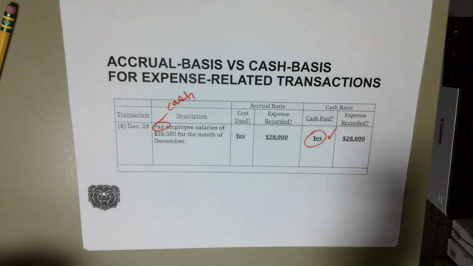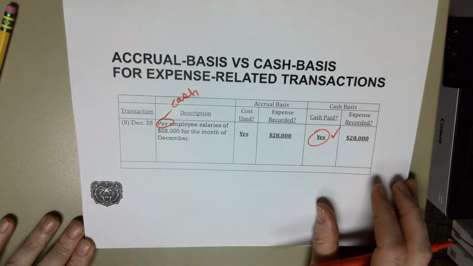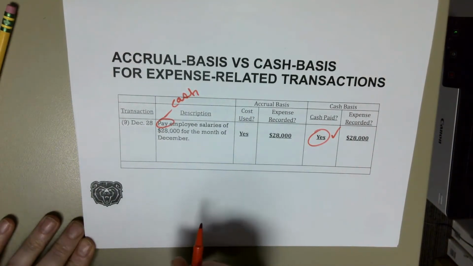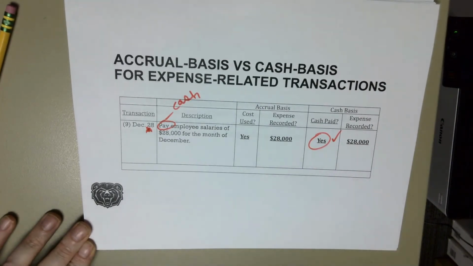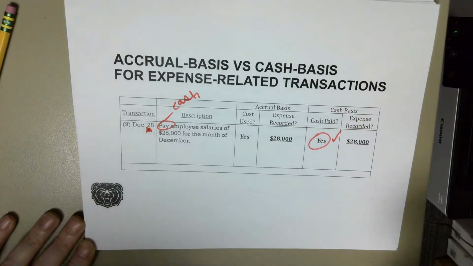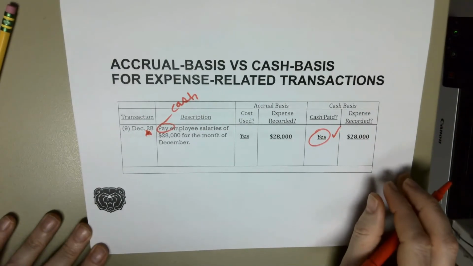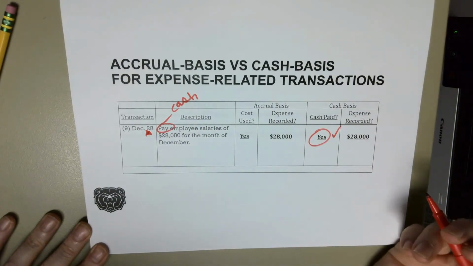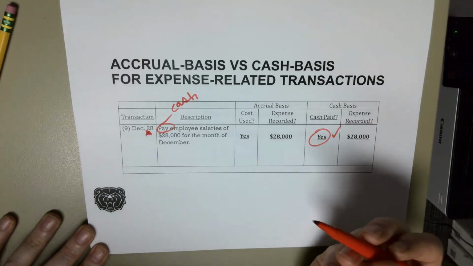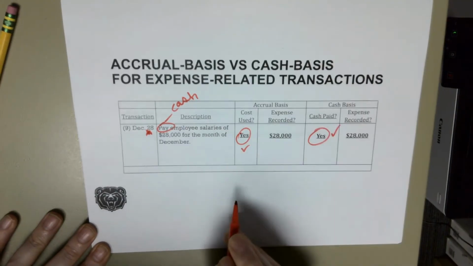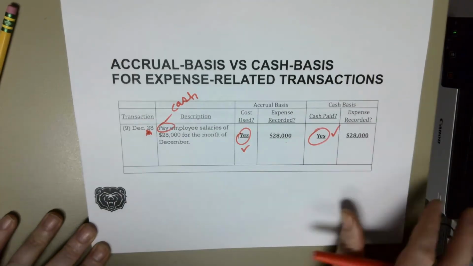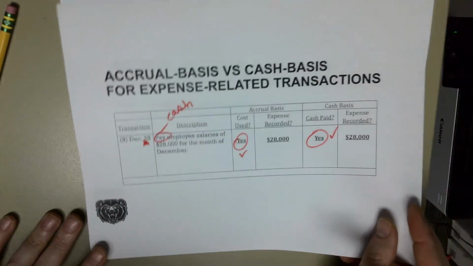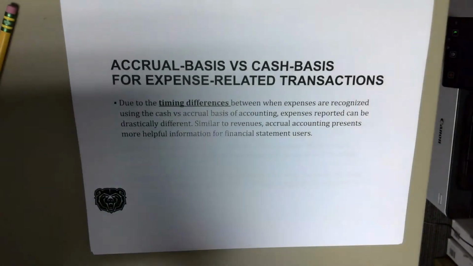Now the question is, do we recognize that as an expense in accrual basis? Absolutely, right? This is the end of the month, December 28th. So we have utilized those employees to help us generate revenue over the course of December. So was a cost used? Was a resource used? Yes, it was. How much? $28,000. Okay.